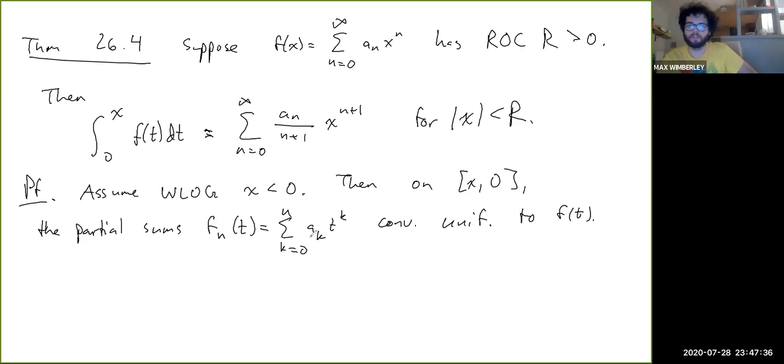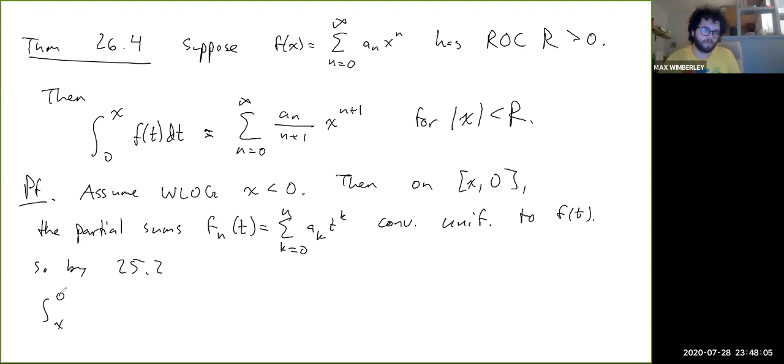That tells us that this converges uniformly on this interval. And then because the convergence is uniform, by the theorem we just showed in the previous video, by 25.2, we can integrate these. We can pass the limit inside the integral here. Or we can do it backwards, I guess.